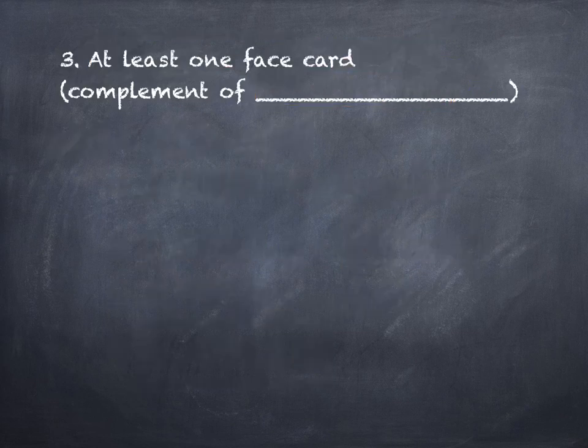At least one face card. What's a face card, guys? King, Queen, and Jack. Okay. So what is the complement of having at least one face card? No face cards. Okay, does that make sense? If I have a whole hand and there's no face cards, then I do not have at least one face card.